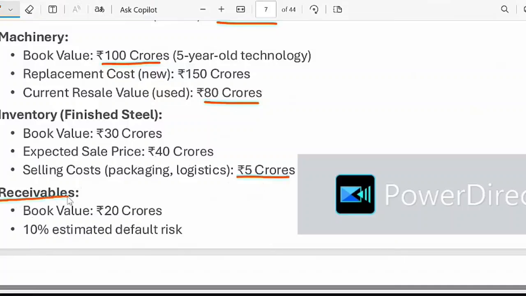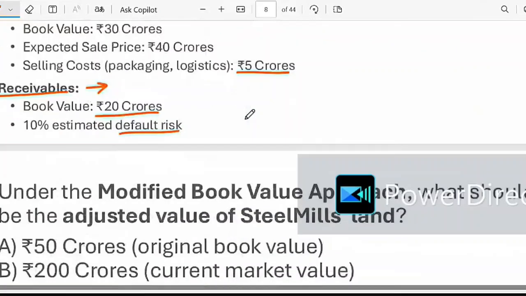And receivable they have book value 20 crore. You know what is the meaning of receivable? Receivable means what you are expecting, some payment you are expecting from someone, that is called receivable. So book value of receivable is 20 crore and 10% estimated default risk. 10% chance is that those people who have taken credit from you, they will not pay you back. That is called default risk. So this is the situation. Let's look at the question.